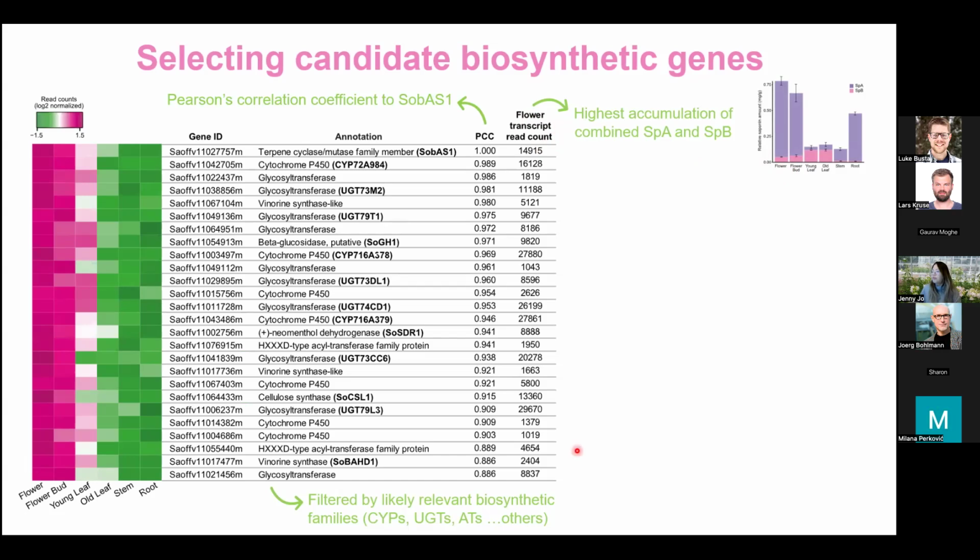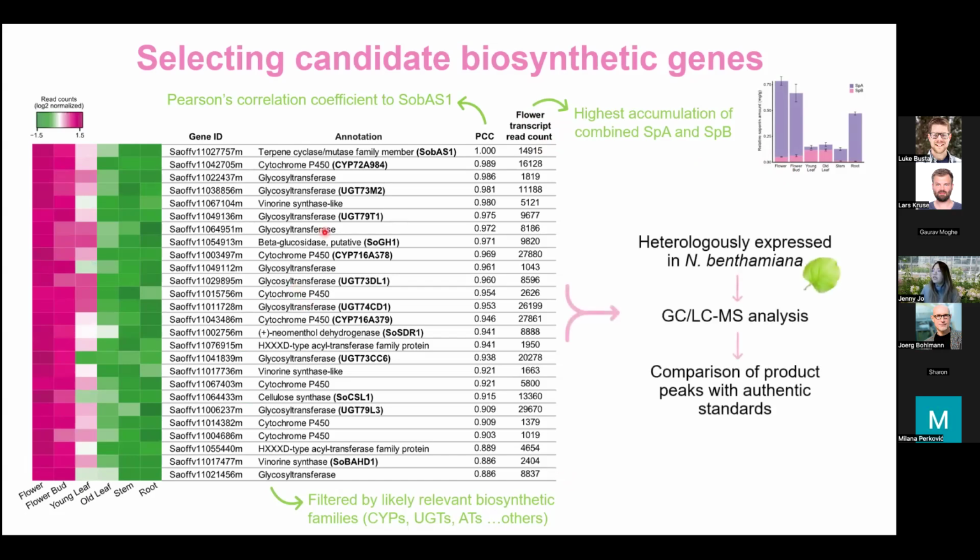And then we also filtered by relevant biosynthetic families, such as cytochrome P450s, UDP-glycosyltransferases, and acyltransferases, and such. So after getting this table of candidate genes, we heterologously expressed these candidate genes in different combinations in Nicotiana benthamiana, and then analyzed the leaf extracts through gas chromatography or liquid chromatography-mass spectrometry, and we compared the product peaks with authentic standards.